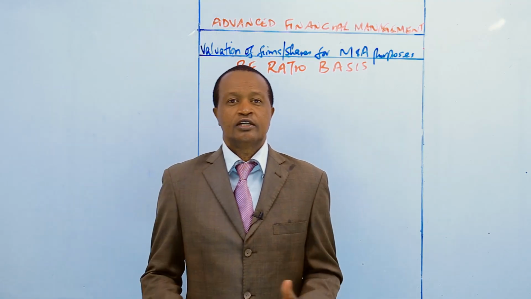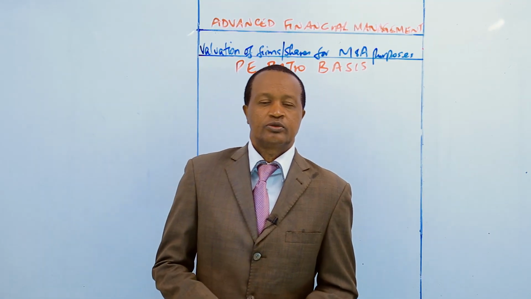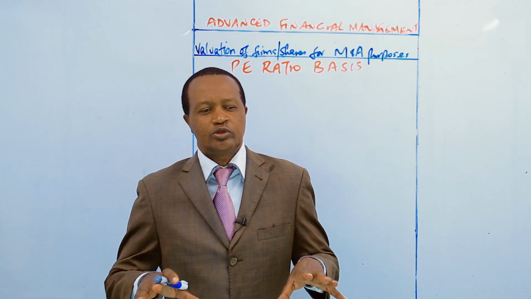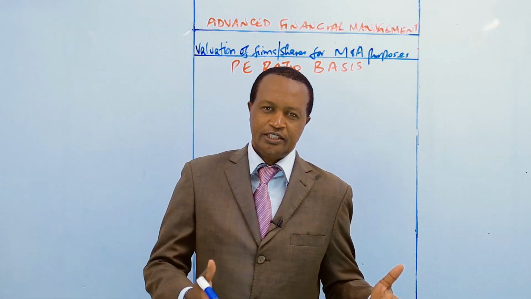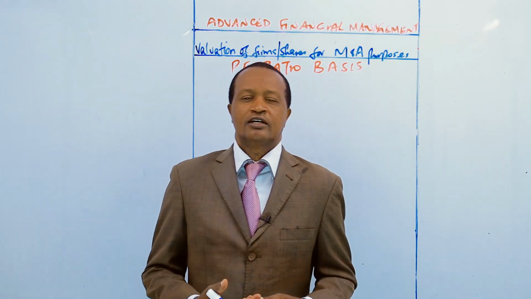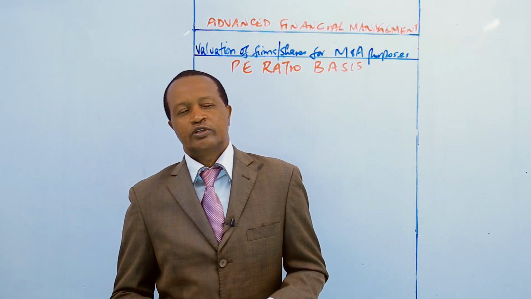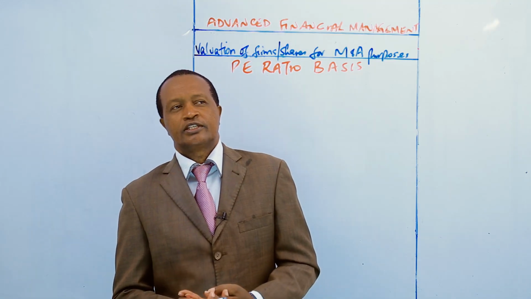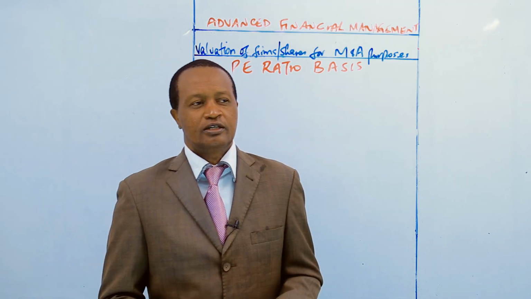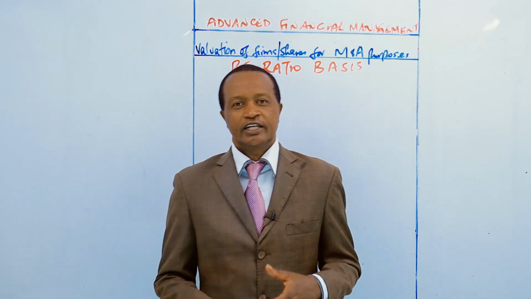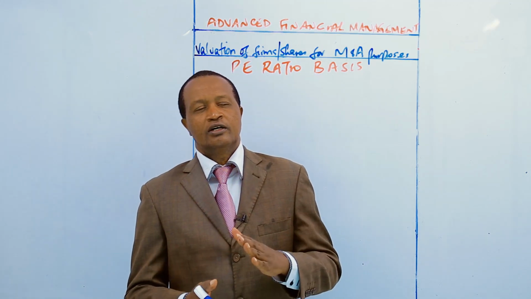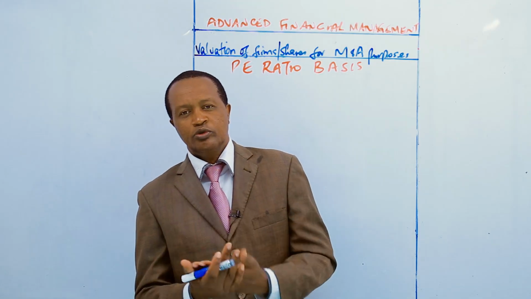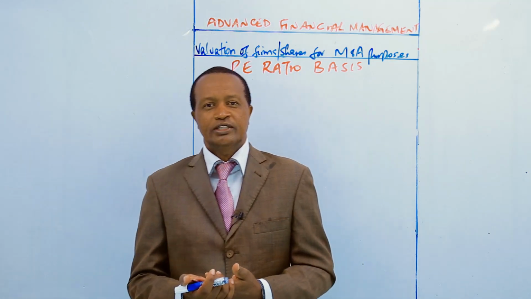We have been studying the topic mergers and acquisitions. We began by learning in our last session on how to value companies using the net asset value basis for the purposes of mergers and acquisitions. We said that valuing companies is a complex thing to do, and there are various methods that can be used to value companies for mergers and acquisitions purposes. Today we move to the second basis, which is the PE ratio basis.